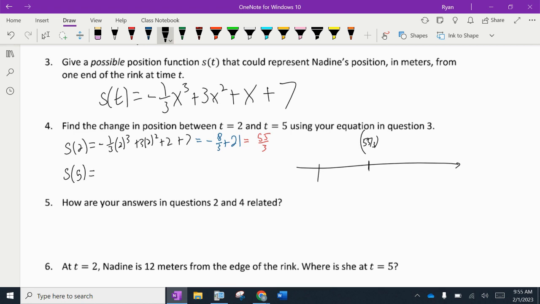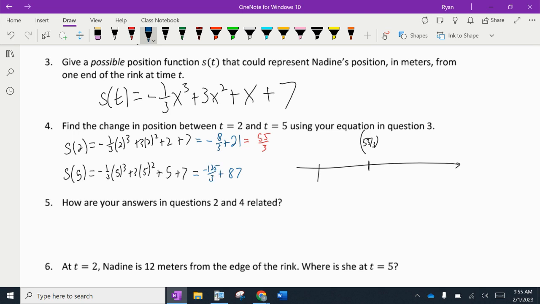S of 5. Sorry. So now plug 5 into that potential position function. Negative 1/3 times 5 cubed, plus 3 times 5 squared, plus 5 plus 7. I'll deal with the numbers first again. 5 squared is 25. 25 times 3 is 75. 75 plus 5 is 80. 80 plus 7 is 87. 5 cubed is 125 times negative 3. That's negative 125 over 3.